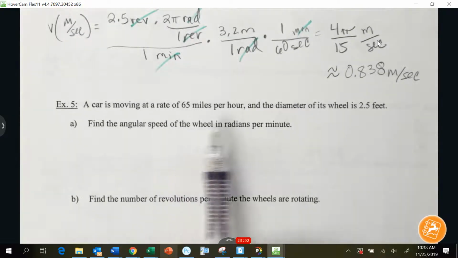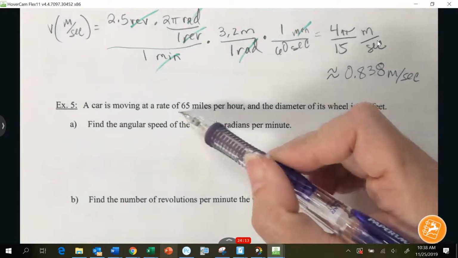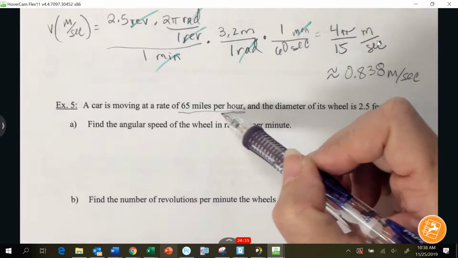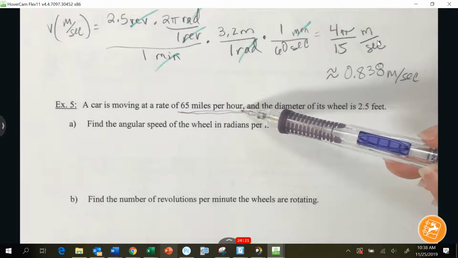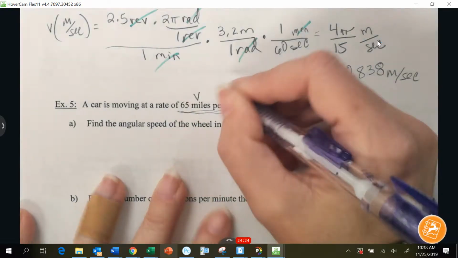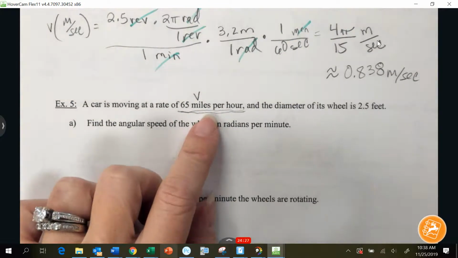All right, very last example. A car is moving at a rate of 65 miles an hour and the diameter of its wheel is 2.5 feet. Find the angular speed of the wheel in radians per minute. What do we know about the car? How fast it's moving, which is 65 miles per hour. According to the vocab we've been doing, this is the linear velocity. That's the linear velocity given to us.